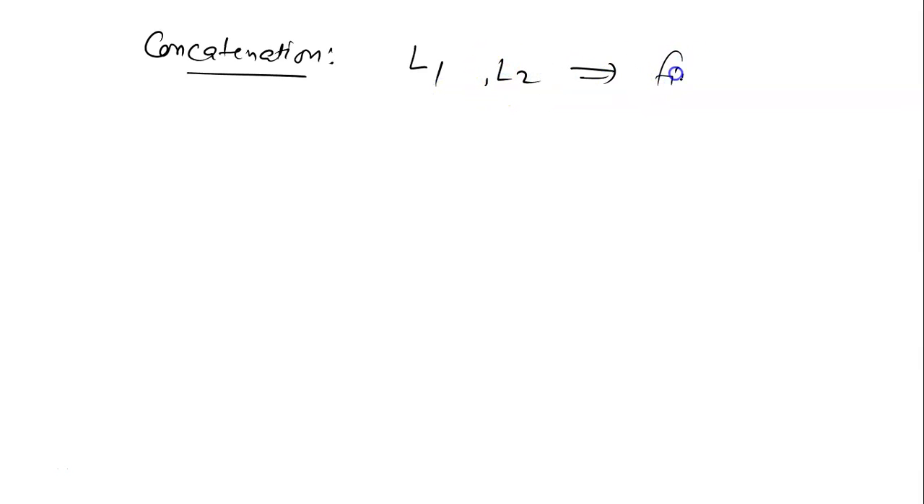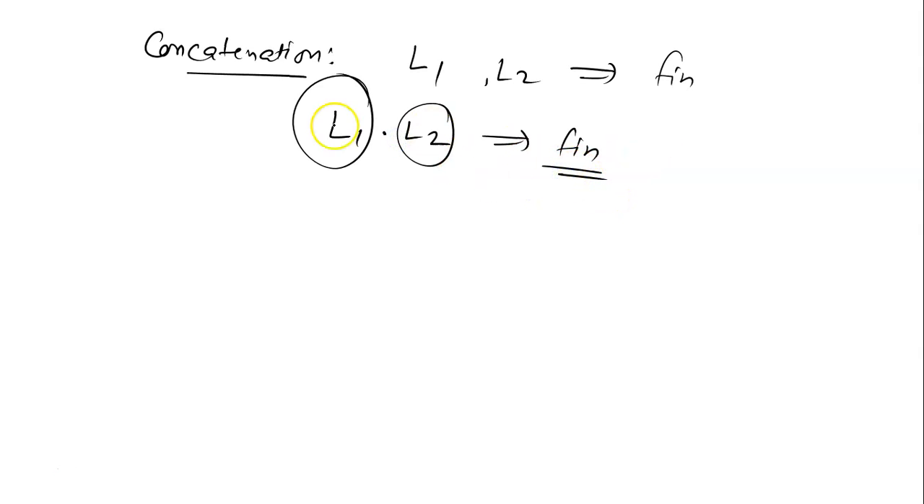intersection operation. Now let's see some other operations. For example, concatenation. If you have two finite languages, assume that L1 comma L2 both are finite languages. In that case, what will be L1 dot L2? L1 dot L2 will also be a finite language, because L1 is finite, L2 is also finite, and if you take their concatenation, you will again get a finite language. So we can say that the set of finite languages is closed under concatenation operation. It means that the concatenation of two finite languages is always a finite language. So that is the meaning of this closure property under concatenation.